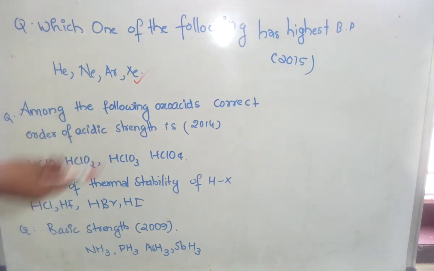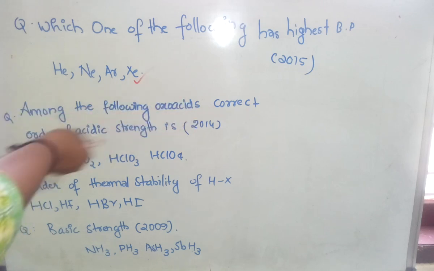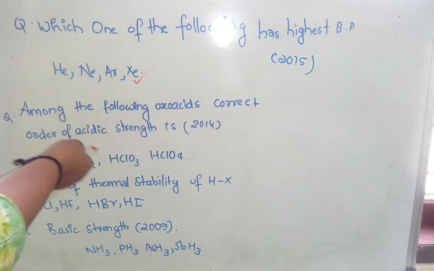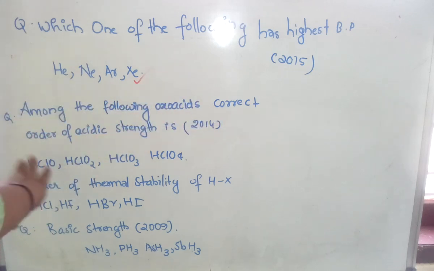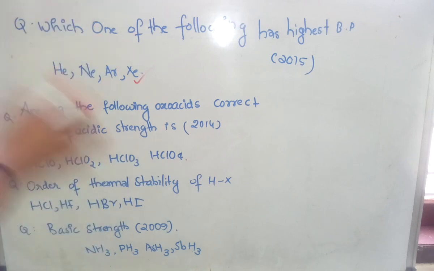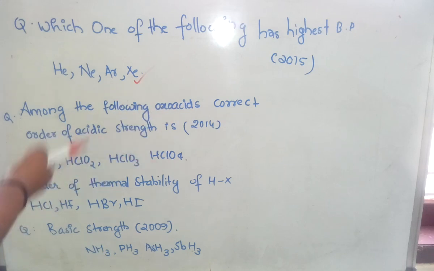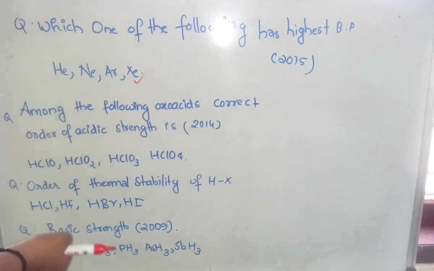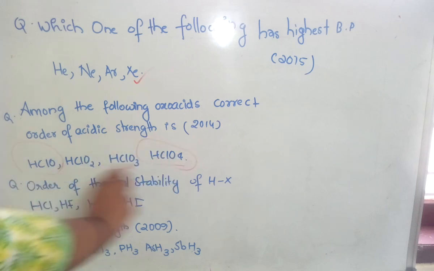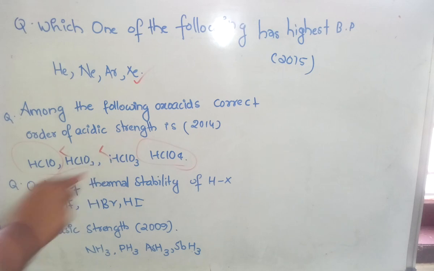Then the next question, again a direct question: which of the oxo acids has the given order. The order was shuffled and given in many decreasing and increasing orders, and you have to select the correct sequence among those, and we know what the correct sequence is. This will be the highest, this will be the lowest, and it will be less than that. That will be the order. So again it is a direct question.